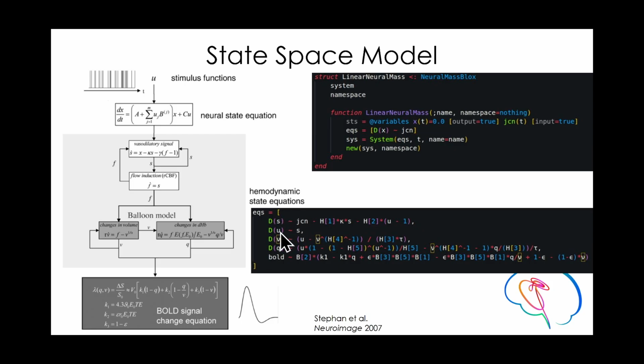And here I'm also showing you the symbolic way that we write the balloon equations to see that it actually matches the math quite easily. Of course, the balloon model is not the only model that can transform neural activity to bold eventually. You can replace this with other models. This is what we call an observer model, observer blocks.